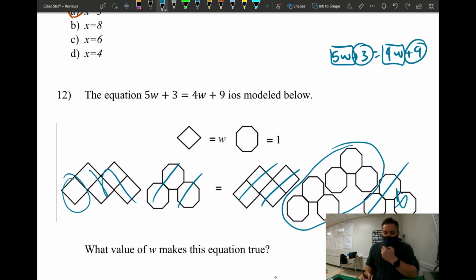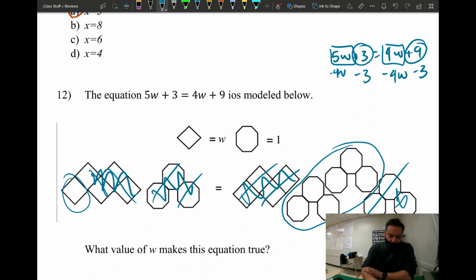So I'm going to put all my w's on the left because I like the variables on the left and all the integers on the right. So to do that, I'm going to get rid of this 4w. Whatever I do to one side, I do to the other one. Look, this is what I did right here. And then I'm going to subtract 3 right here. Subtract 3 right here. This is what I did right there.